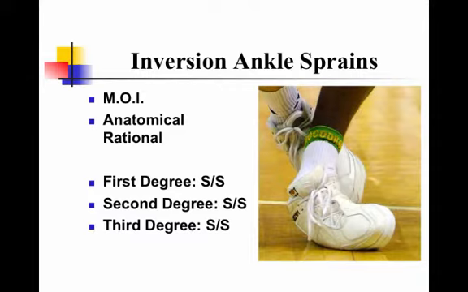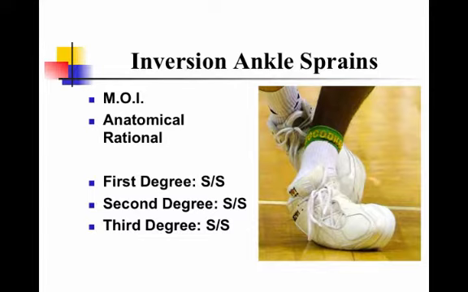Slide 15. To review, the most common mechanism of injury for the ankle sprain is plantar flexion and inversion. Toes go down and toes go in. The athlete will state that they rolled the ankle. Do you recall the anatomical rationale that was discussed at the beginning of this chapter?